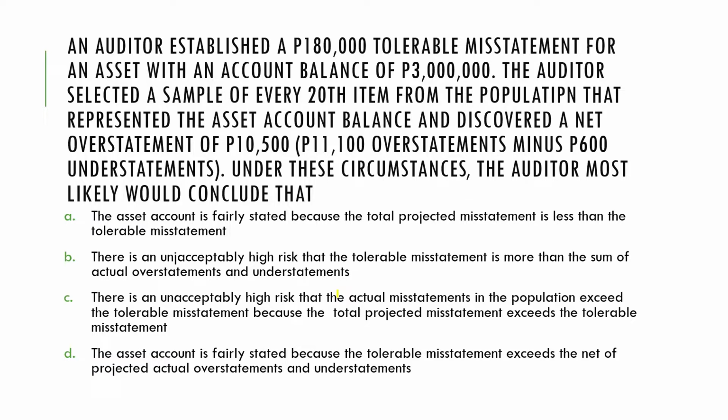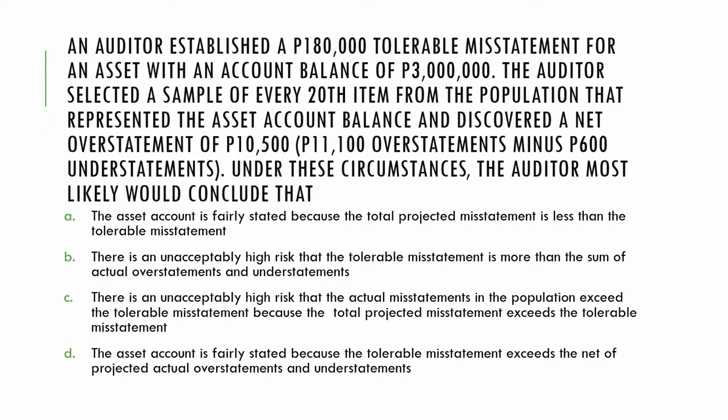Under these circumstances, the auditor most likely would conclude that letter A, the asset account is fairly stated because the total projected misstatement is less than the tolerable misstatement. Or letter B, there is an unacceptably high risk that the tolerable misstatement is more than the sum of the actual overstatements and understatements. Or Charlie, there is an unacceptably high risk that the actual misstatements in the population exceed the tolerable misstatement because the total projected misstatement exceeds the tolerable misstatement. Or Delta, the asset account is fairly stated because the tolerable misstatement exceeds the net of the projected actual overstatements and understatements.